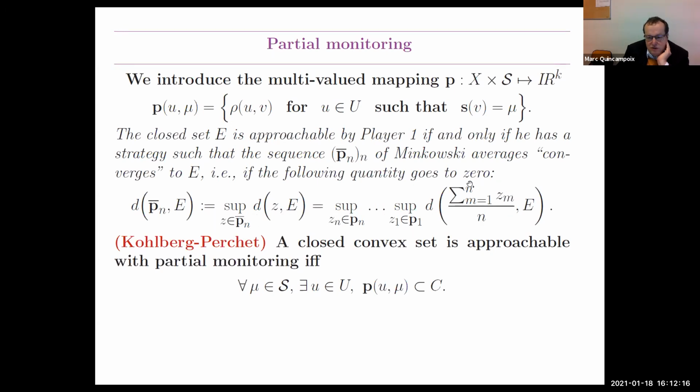So this is the definition of Pn bar, the Cesaro mean: the sum of Zm divided by n, where Z1 belongs to P1, Z2 belongs to P2, etc., Zm belongs to Pm. So the partial monitoring somehow says that this map tends to 0.